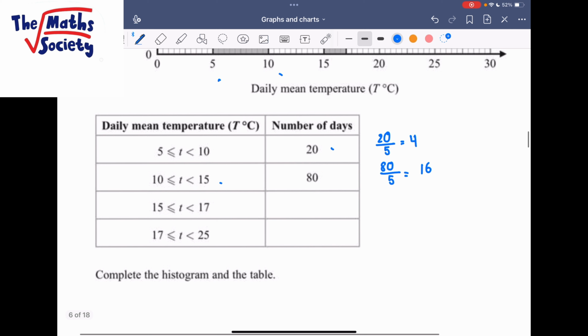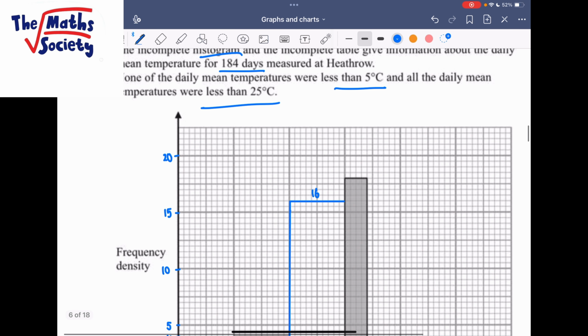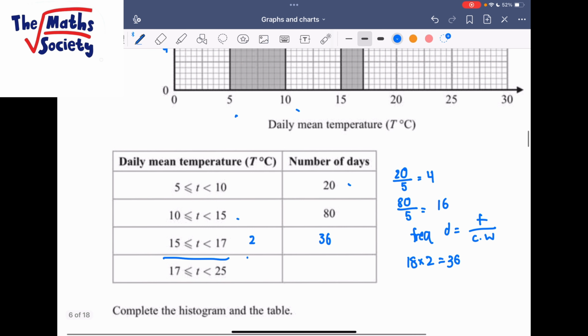And then we're finding the number of days. This time we're finding the frequency. So we know that frequency density equals frequency divided by class width, right? Now we want to know the frequency, so that would be frequency density multiplied by class width. So for class width we have 15 to 17, that's 2. And for the number of days, we can find the frequency density first. So for 15 to 17 the frequency density ends here, which is going to be 16, 17, 18. So that would be 18 multiplied by 2, which ends up being 36. And it will be the same for the 17 to 25 as well.